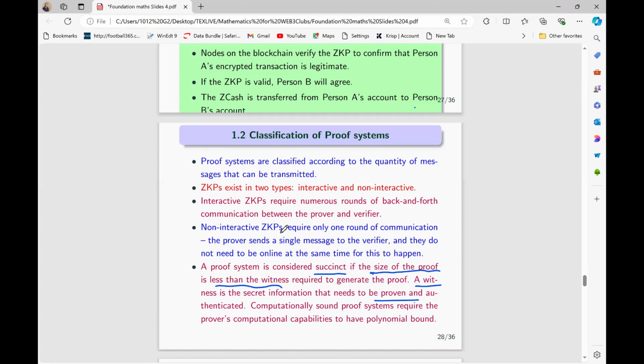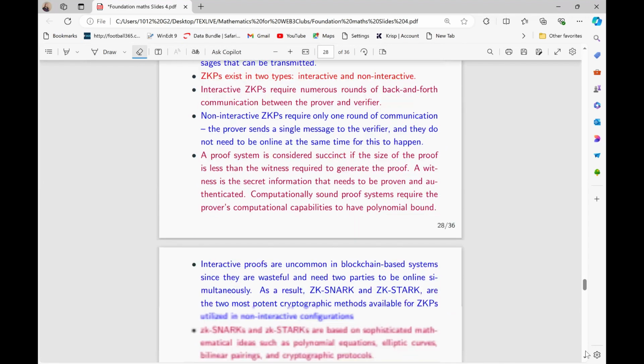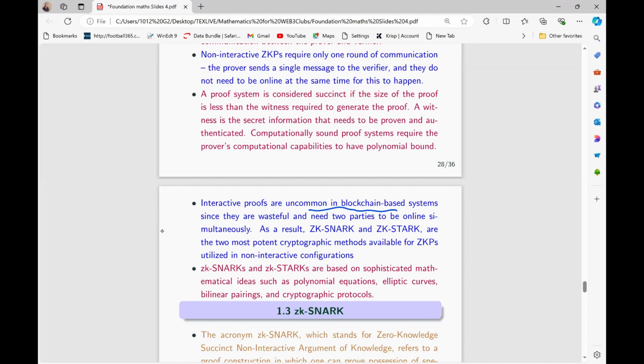Okay, so I can now look at the non-interactive knowledge proofs, zero knowledge proofs. Just before that, I've said here that interactive proofs are uncommon. In fact, I've already said this. They are uncommon in blockchain systems. And the reason is they're wasteful and need two parties to be online at the same time.